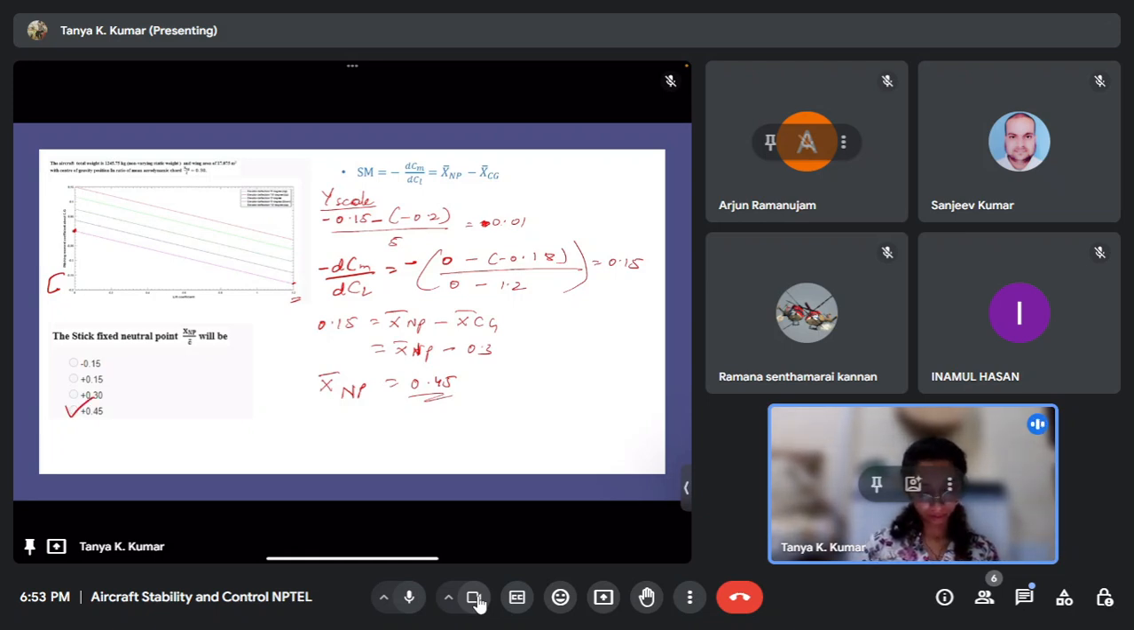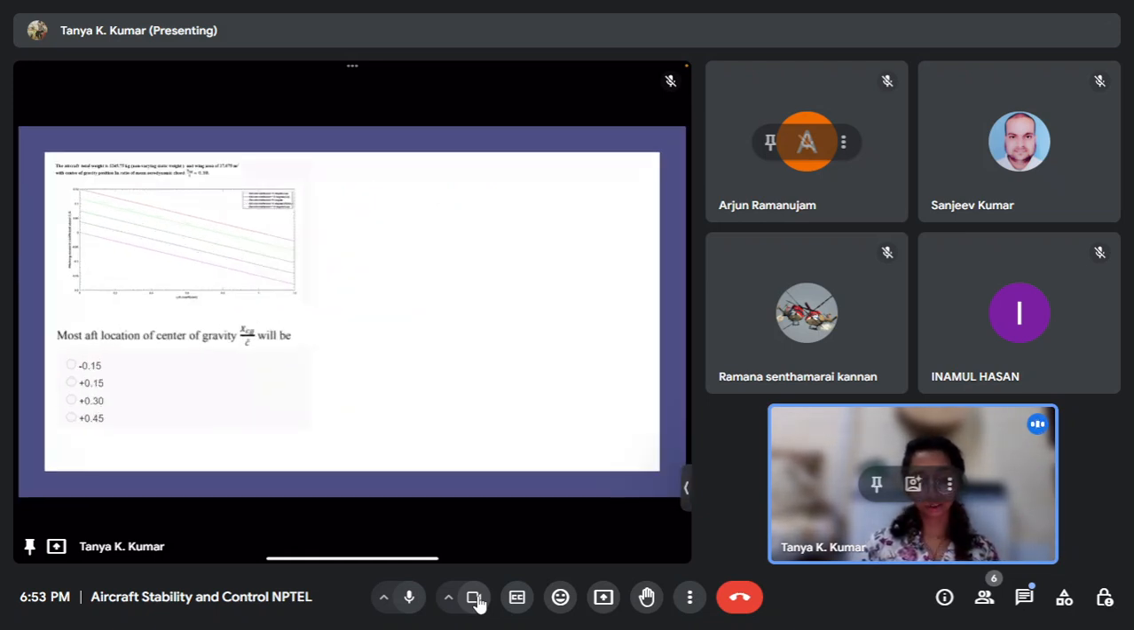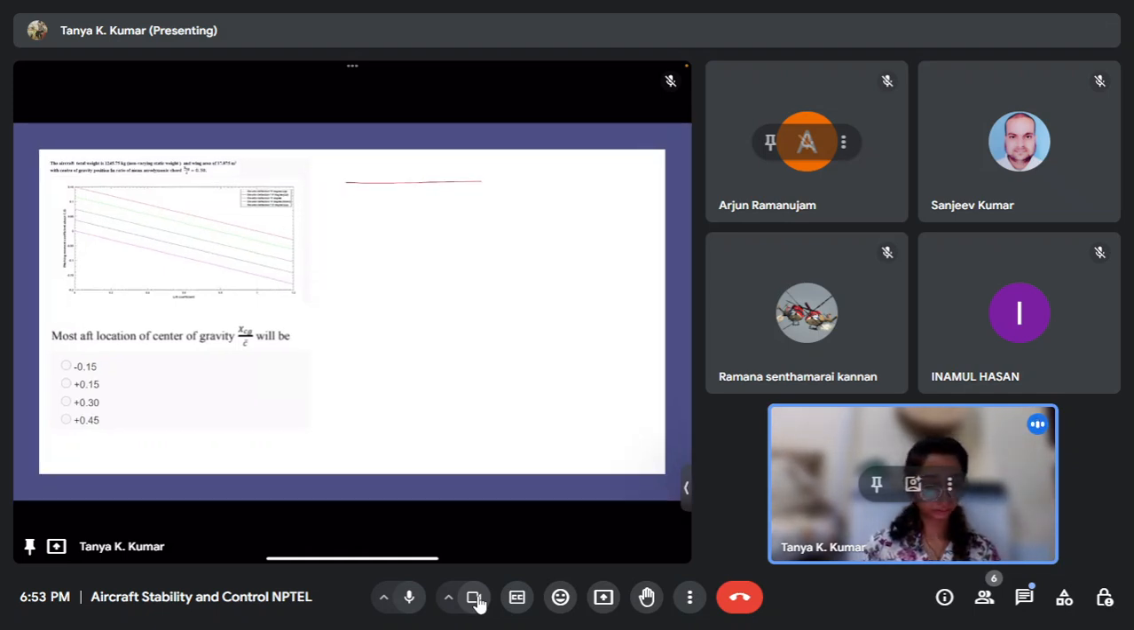Alright, next question. Most aft location of center of gravity will be? What will it be? So this is your fuselage reference line, this is your neutral point, and this is your CG. So most aft center of gravity location. I think we've done a similar question in one of the previous weeks. What will it be?